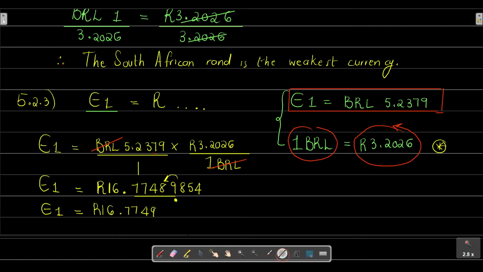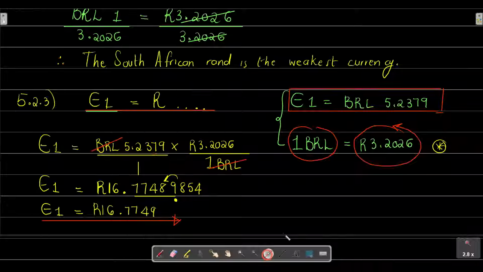So do you see that we've now answered the question? We've written that 1 euro is equal to 16.7749 rands. Nice and easy.